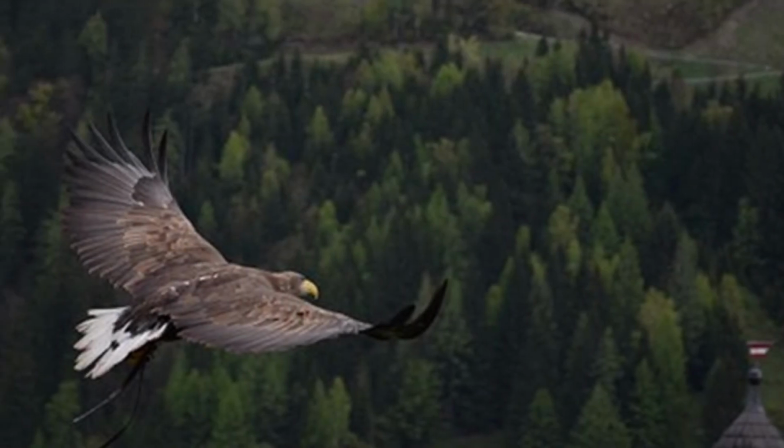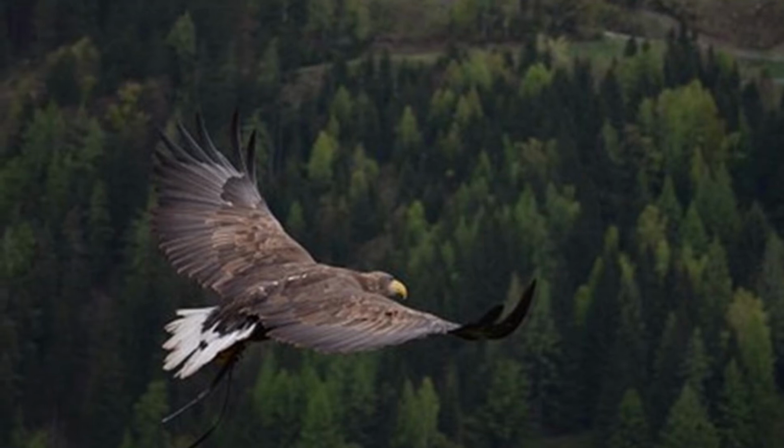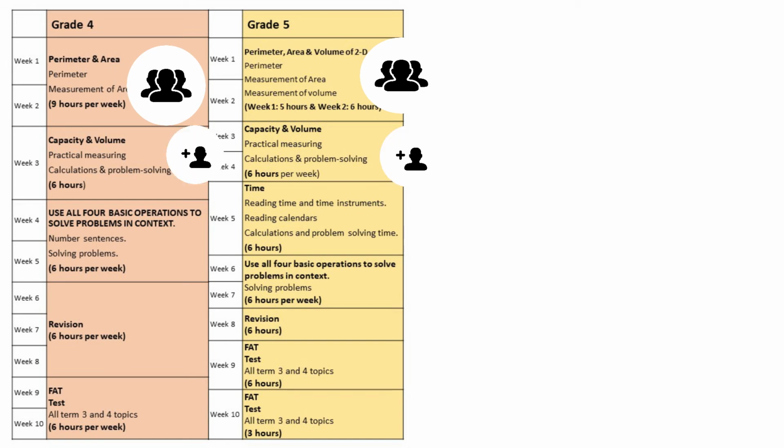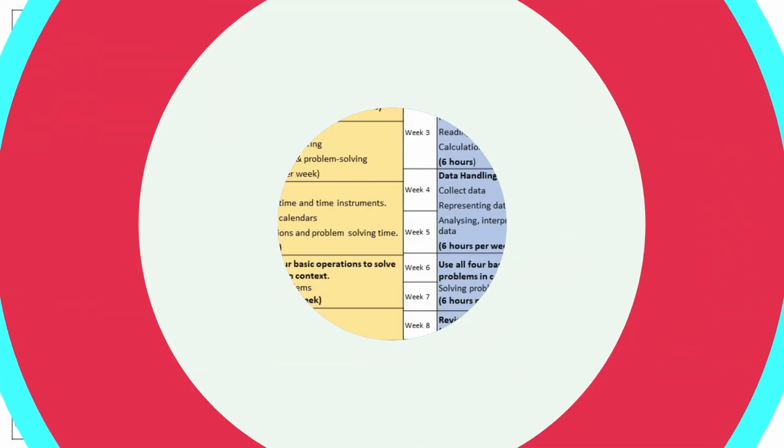Let's take a bird's eye view of the topics to be covered this term in each grade. Take note of what is similar and what is different. This table shows that both grades 4 and 5 are doing perimeter and area and capacity and volume. But what is different is the topics of time and 2D shapes, which must be done in grade 5 and not in grade 4. And please note the extensive amount of time given for revision in grade 4. The DOE clearly realizes that the children need help in catching up on learning not done in 2020.